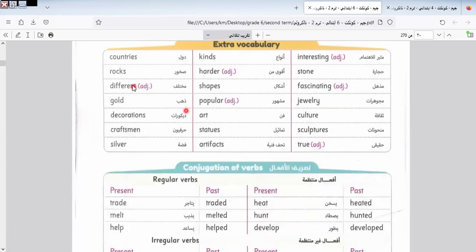economy. Here we have some vocab also. We have countries, kinds, interesting. As I explained this rule before, the ing form is for adjectives for things, and we have adjectives with ed for persons. Okay, I explained this before, and I will repeat it again. Here we have interesting, adding ing for things, and interested. When we say interested, it is for what? For persons.